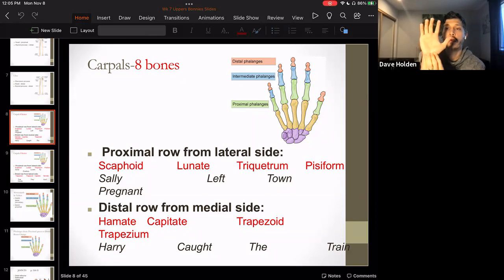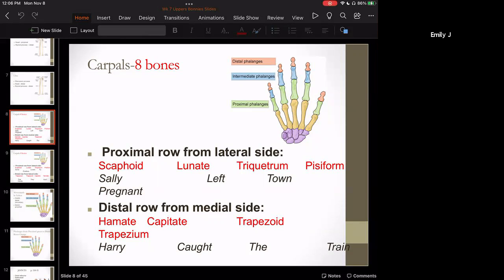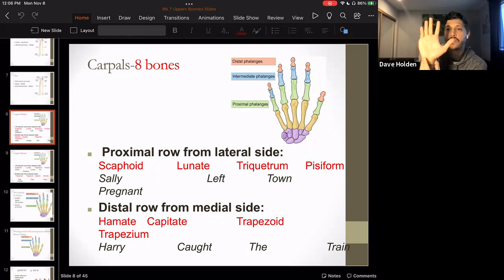We have 2 rows of 4 bones. So 4 proximal, 4 distal. And we have, of course, the names: scaphoid, lunate, triquetrum, pisiform. Remember, in anatomical position, the thumb is lateral. So when I rotate my hand, we have to warp our brain a little bit. This is lateral, this is medial. So from lateral to medial: scaphoid, lunate, triquetrum, pisiform. Pisiform is the one that you can feel right there on the corner of your wrist. It feels like a little P. That's the pisiform. So we reset, go distal just a little bit.